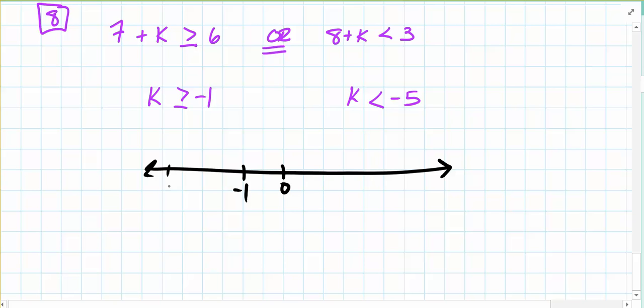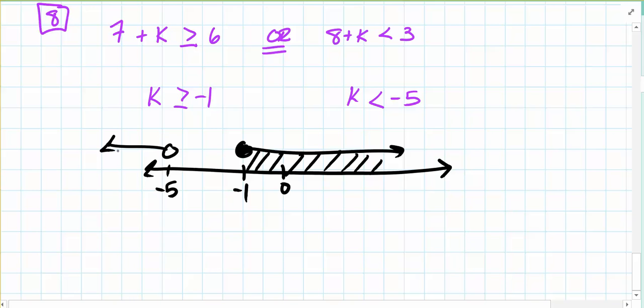I want values that are greater than or equal to negative 1, so color in everything to the right of this, or I want values that are strictly less than negative 5, so everything over here. Everything I have shaded would be the correct way to answer the question there, and that's inequalities.